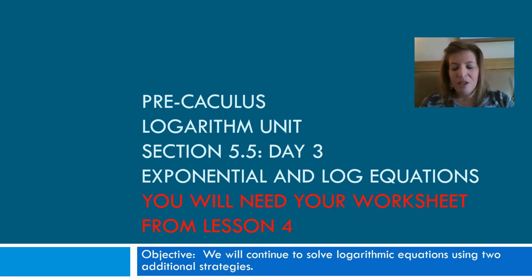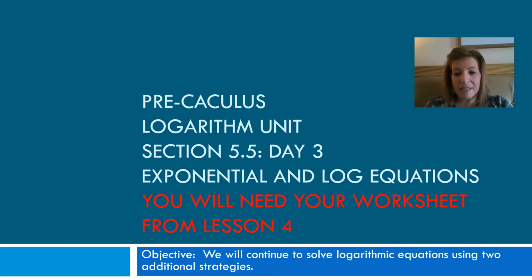Hi everyone. So today we're going to be solving more log equations and exponential equations. You're going to need a sheet of either scratch paper or the worksheet printout from our last lesson. You can use a calculator if you would like, and let's get started.